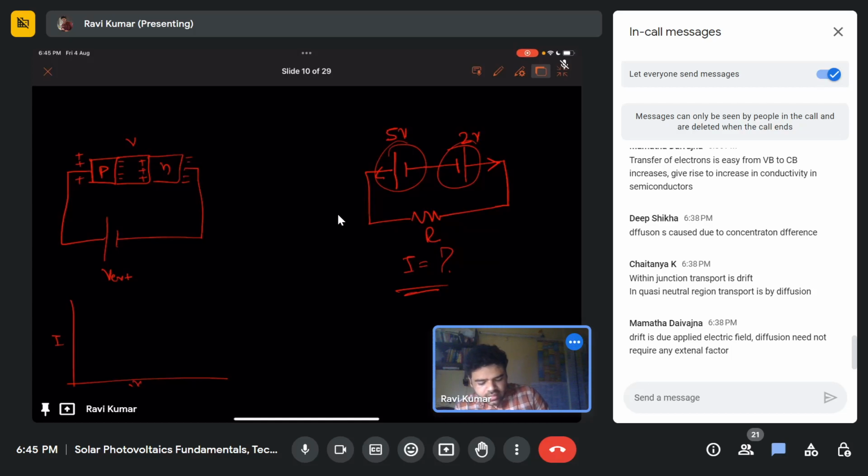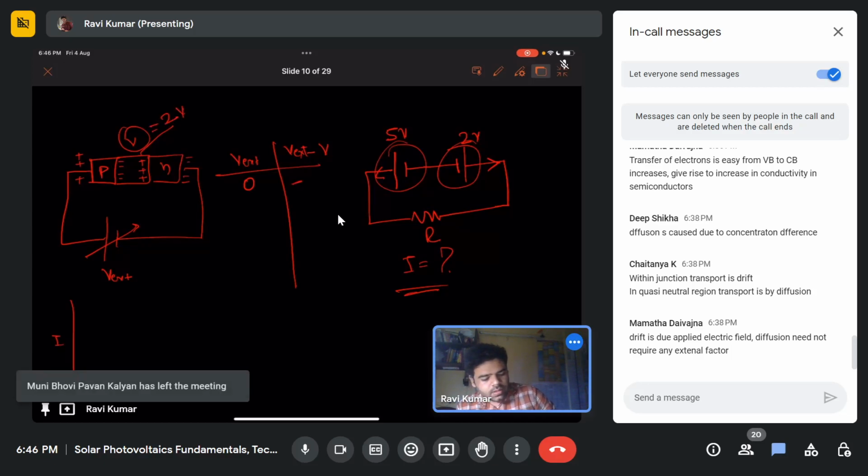I just started increasing this voltage. What will happen? Let's say V external, and here we write V external minus V. V is this potential. So let's say V external is 0, then V external minus V is, I'll put it as 2 volt. Let's say 2 volt. I am just taking it as 2 volt. It is not 2 volt, but I am just taking it as 2 volt. So what will happen? Here it is 2 volt negative.